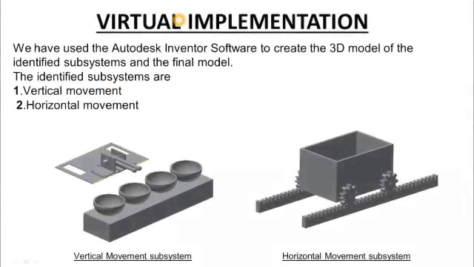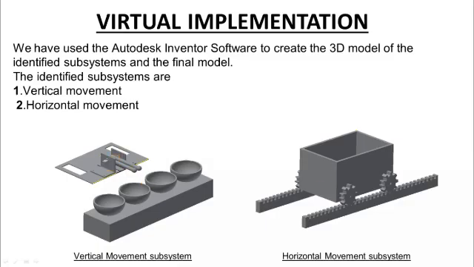For virtual implementation, we have used Autodesk Inventor software to create the 3D model of identified subsystems and the final model. The identified subsystems are vertical movement and horizontal movement. The vertical movement subsystem consists of a base made up of acrylic sheets, the clamp to which the servo motors are attached. The servo hand is in turn attached to the sticks.